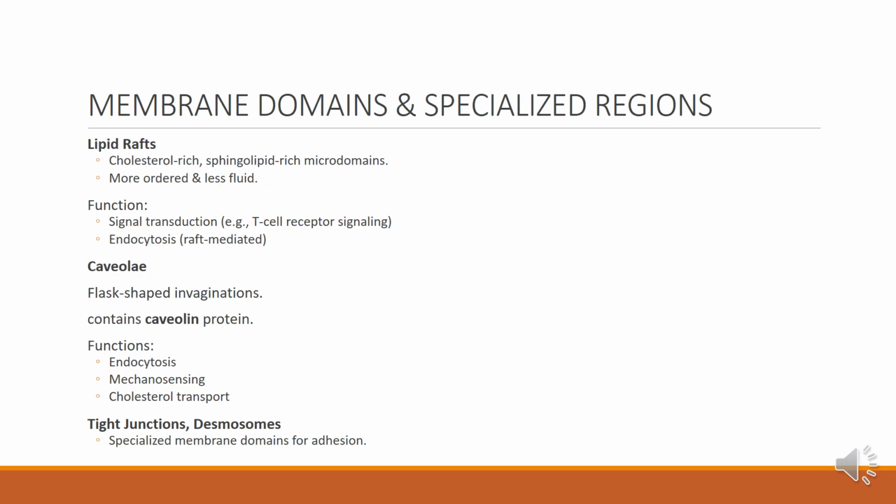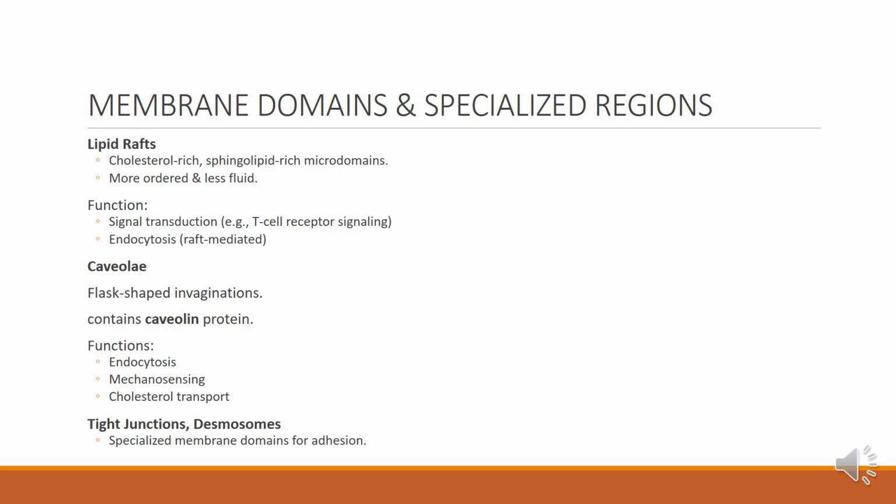Then comes the membrane domains. Membrane contains specialized regions, for example lipid raft, caveolae, tight junctions and desmosomes. Lipid rafts are enriched in cholesterol and sphingolipids. They are less fluid and involved in signaling and endocytosis. Caveolae are flask-shaped invaginations containing caveolin, and are involved in mechanosensing and cholesterol transport. Tight junctions and desmosomes facilitate cell adhesion and barrier formation.